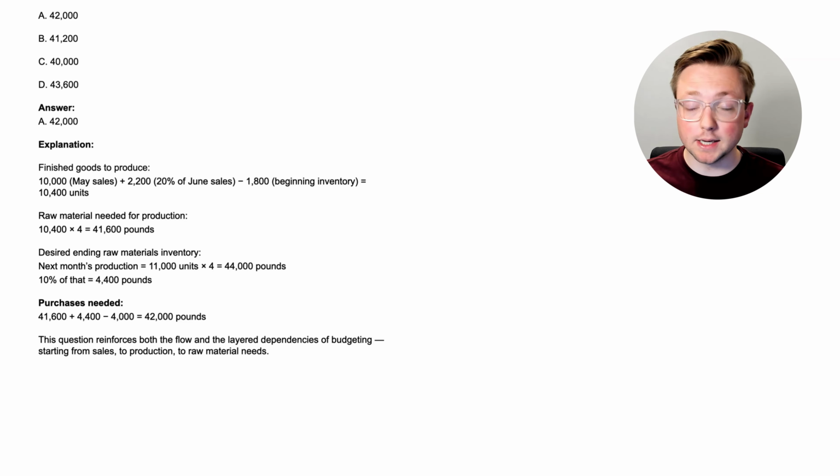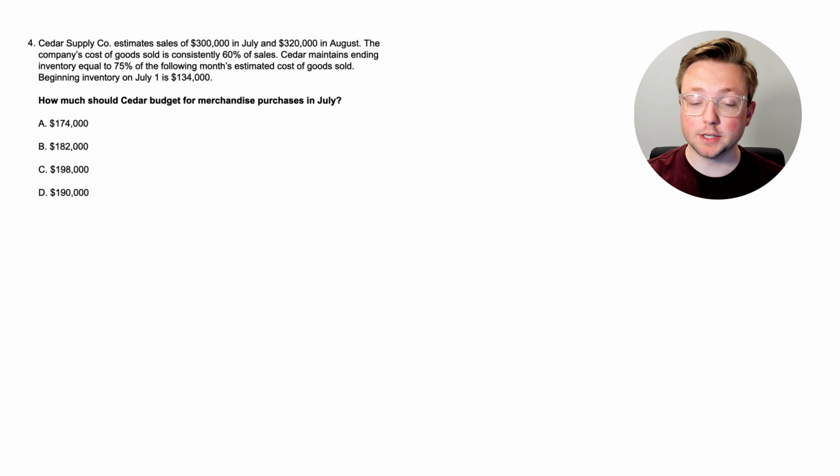All right, here we are at question 4. How much should Cedar budget for merchandise purchases in July? Let's go up to the top. Cedar Supply Co. estimates sales of $300,000 in July and $320,000 in August. The company's cost of goods sold is consistently 60% of sales. Cedar maintains ending inventory equal to 75% of the following month's estimated cost of goods sold. Beginning inventory on July 1st is $134,000. So again, how much should they budget for merchandise purchases in July?